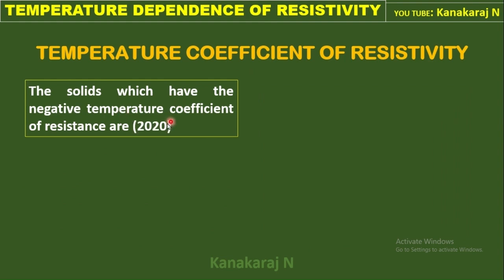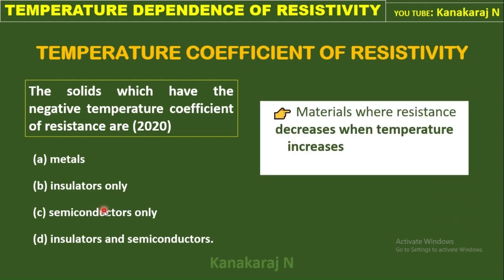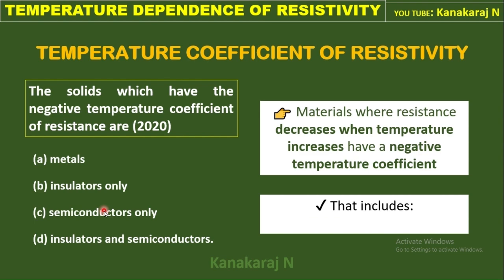Which solids have a negative temperature coefficient of resistance? Metals have a positive temperature coefficient of resistance. As the temperature increases, the resistivity increases. Insulator alone has a negative temperature coefficient, but that option is wrong because even semiconductor has a negative temperature coefficient. So option D, insulator and semiconductor, both have negative temperature coefficient of resistance, so it is correct. Materials where resistance decreases when temperature increases have a negative temperature coefficient. That includes insulators plus semiconductors.